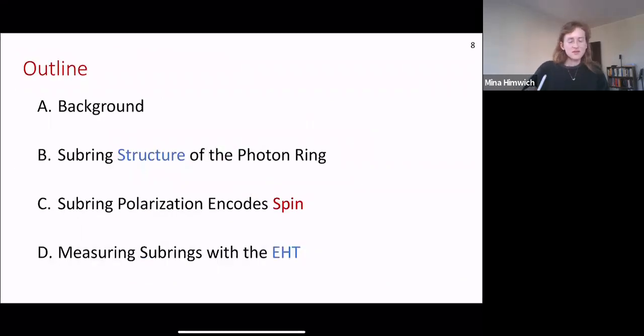So I'll be starting with some background, which probably everyone here is familiar with, but I think it's just nice to do a little review. That will talk about black holes and the black hole shadow. Then I'll review the subring structure of the photon ring and explain how it comes about. And then talk about how the subring polarization encodes spin. And then finally, how we can actually measure these features with the EHT in the future.